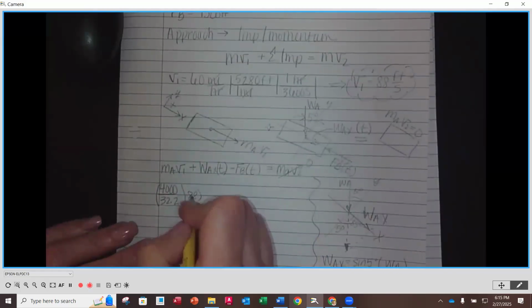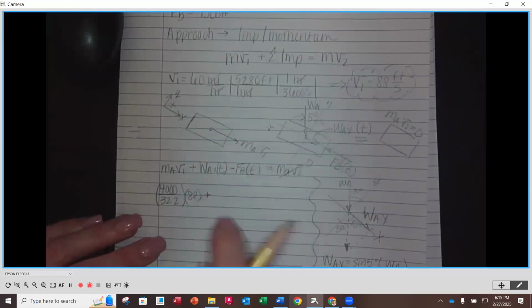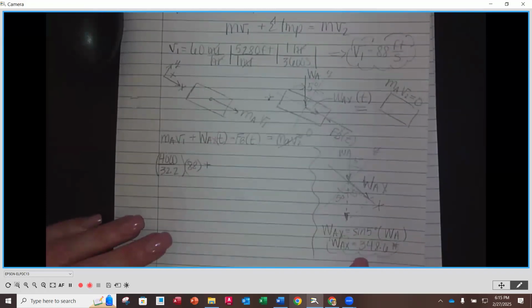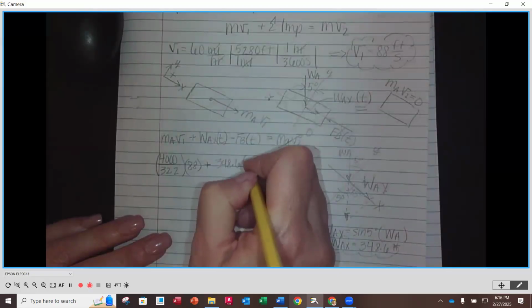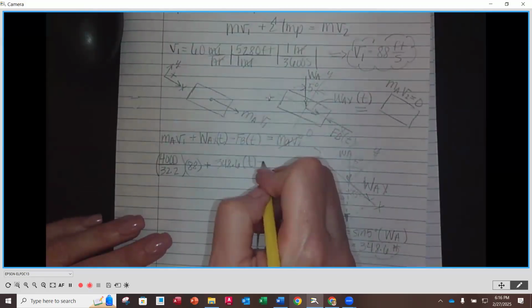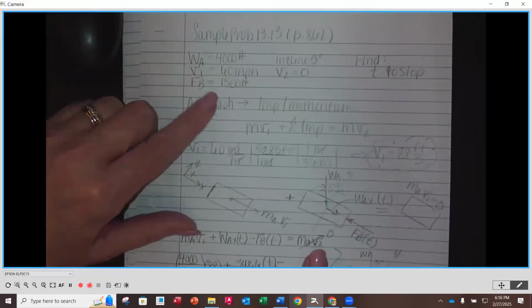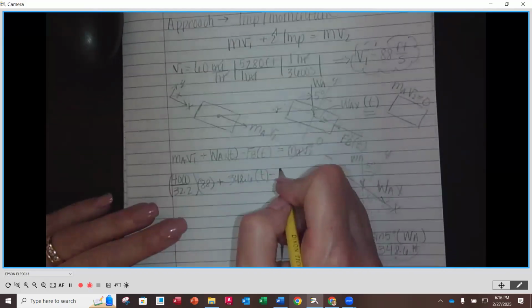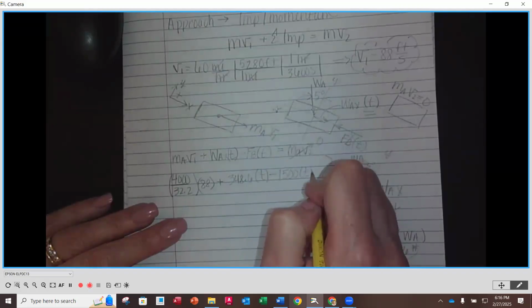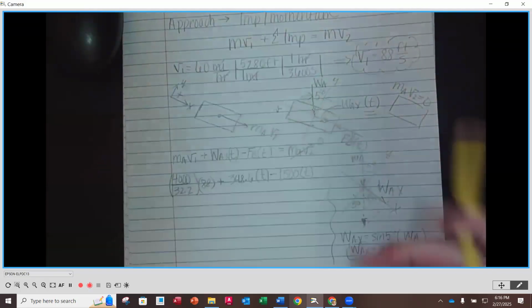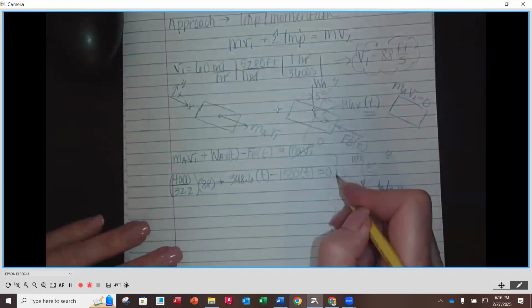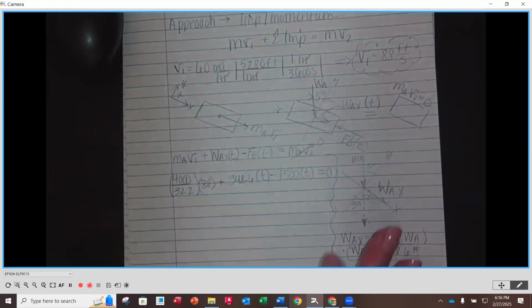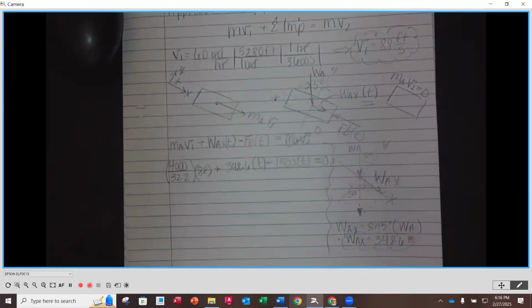So it's going to be 88, plus the X component of the weight, which was 348.6, times time. And then minus 1,500, which is the braking force, times the time. And we're going to set that equal to 0. So our only unknown here is the time that we need to find. Go ahead and solve for T in this problem and we'll compare.